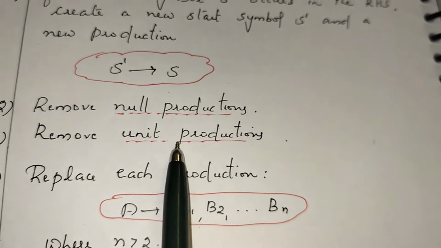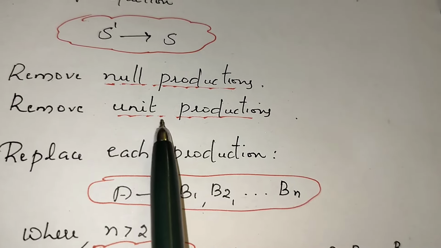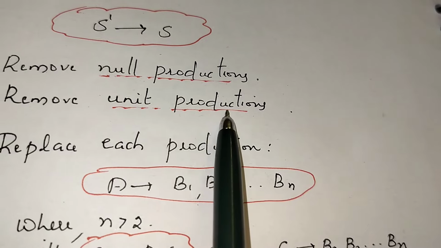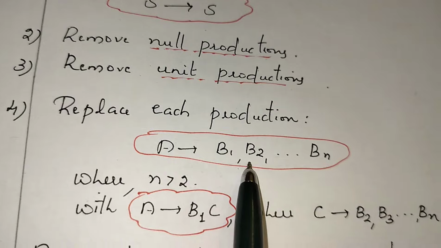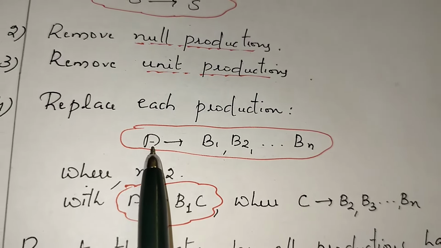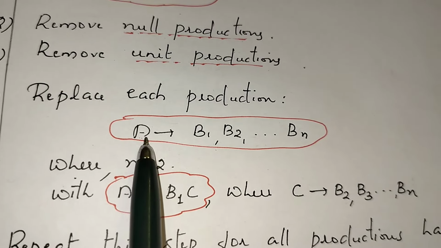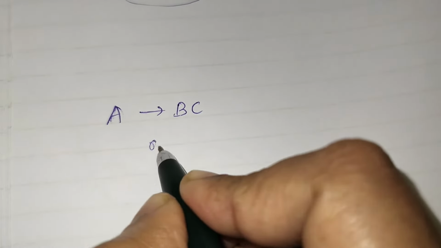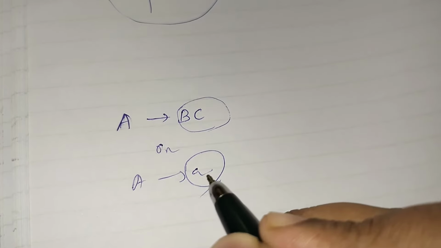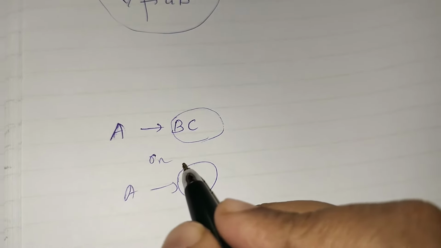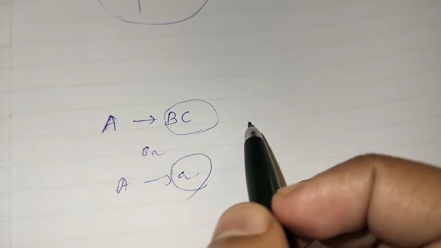Then unit production. If there are any unit productions, meaning a non-terminal gives a non-terminal, A gives B, we should eliminate all those unit productions. Then the next fourth step is, you know that in CNF, the format of every production is A gives BC, or A gives a. That is, right side two non-terminals or right side only one terminal. Otherwise, we need to add a new non-terminal and keep it in this particular format.